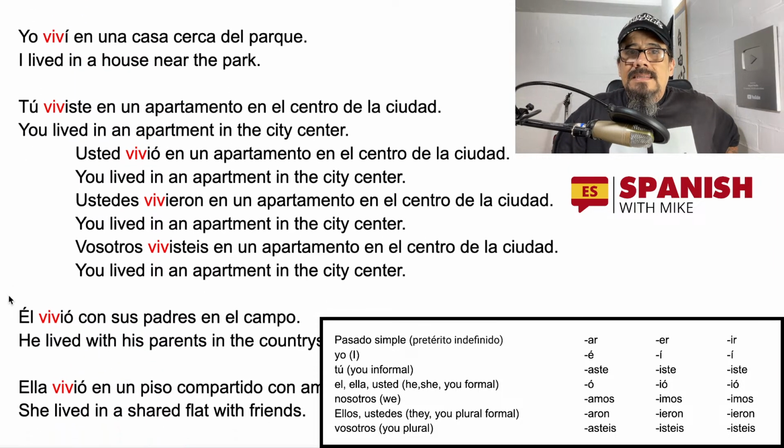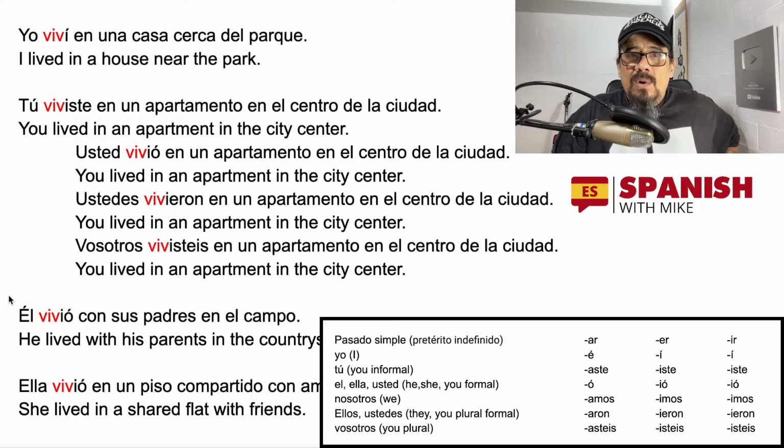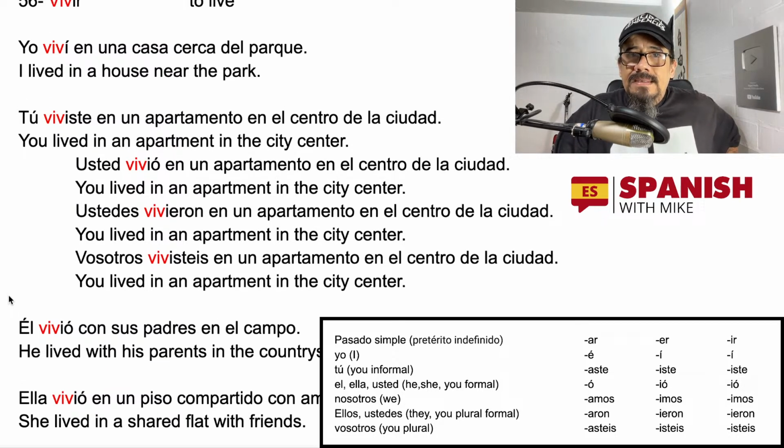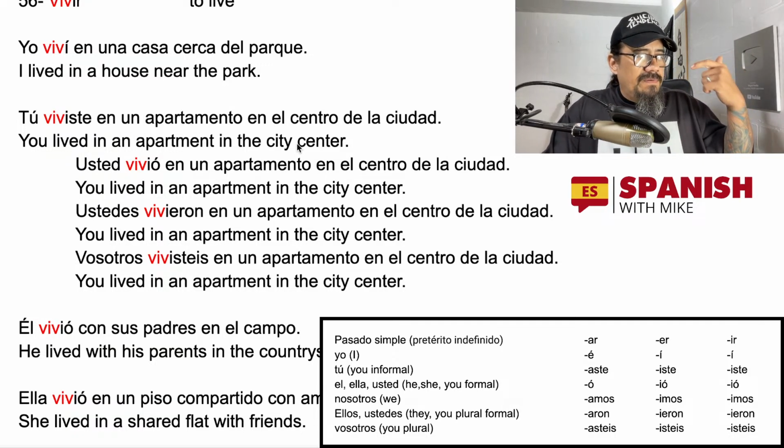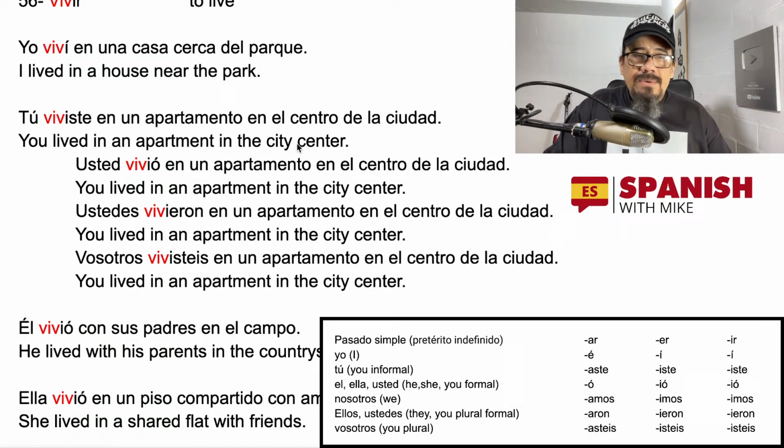Yo viví en una casa cerca del parque. I lived in a house near the park. Tú viviste en un apartamento en el centro de la ciudad. You lived in an apartment in the city center, downtown. Singular, informal, close relationships. Usted vivió en un apartamento.